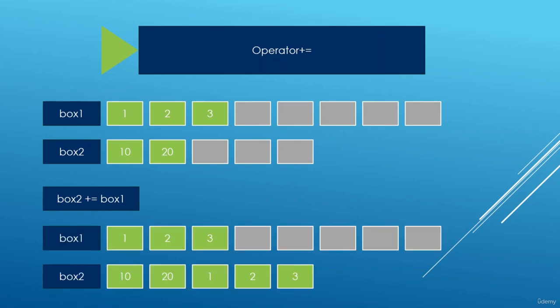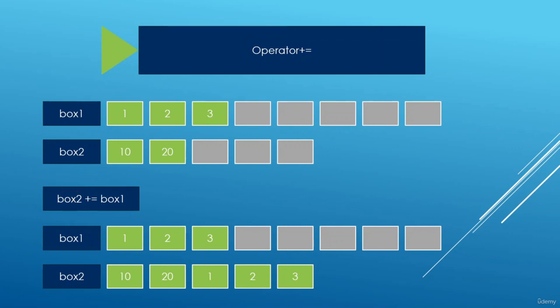Box 1 is not going to change because we are just copying from it. But the result of the operation here is going to be stored back in box 2, and it will change. So this is the result we will have. This is what we can achieve with a compound addition operator on our collection type.